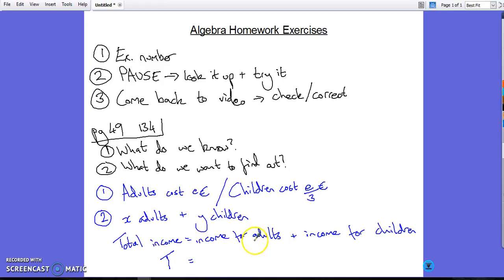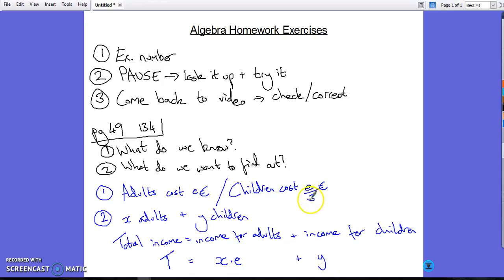So the income for the adults would be the number of adults that we have multiplied by the price each adult pays. So I have X adults, and each of those adults pays E euros. So the total income here will be X times E. The number of people times the amount each person pays. They pay that amount X times, because there are X of them. And the same for the children. So we have Y children times by E/3.